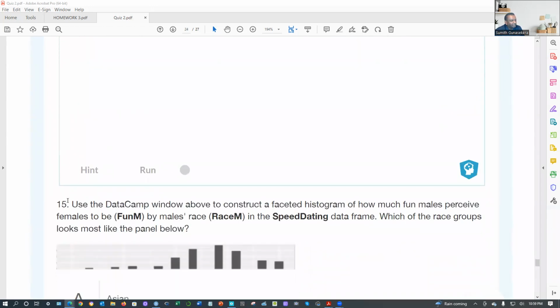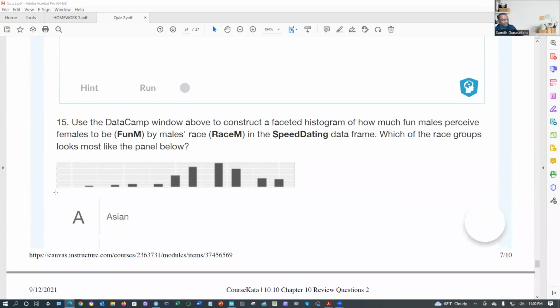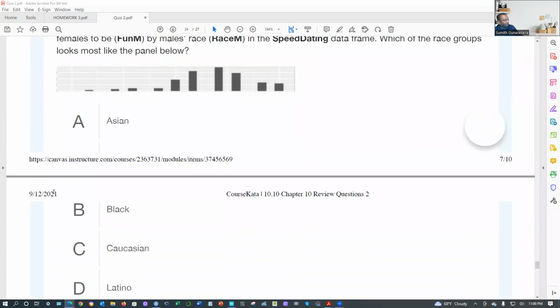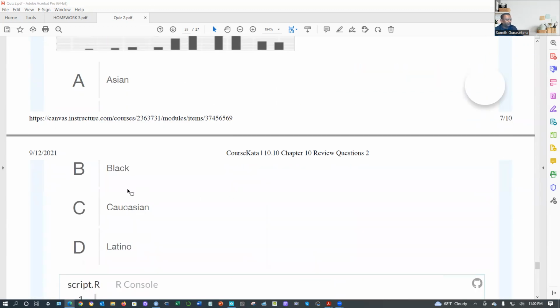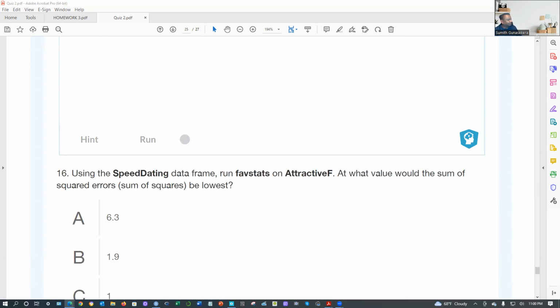Then use the data window to construct a faceted histogram of how much fun males perceive females to be, by males' race, from the speed date data frame. Which of the race groups looks most like the panel below? Asian, black, Caucasian. Okay. Let's go ahead and get the faceted histogram. See, when you do the faceted histogram, you can see the location. Okay, and next one too.